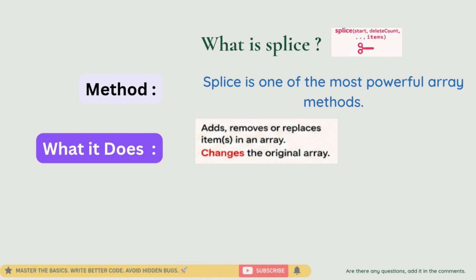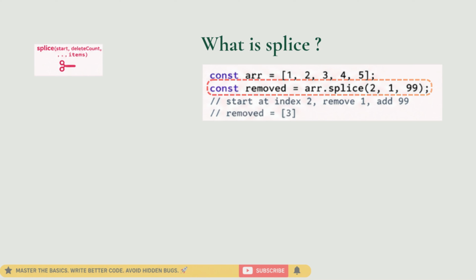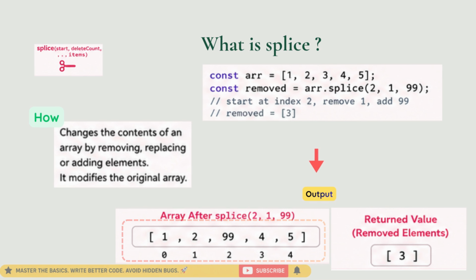Understanding splice. Now let's explore splice. Splice is one of the most powerful array methods. It can remove items, add items, replace items. Example: const removed equals arr.splice(2, 1, 99). Removed value becomes 3. New array becomes 1, 2, 99, 4, 5.